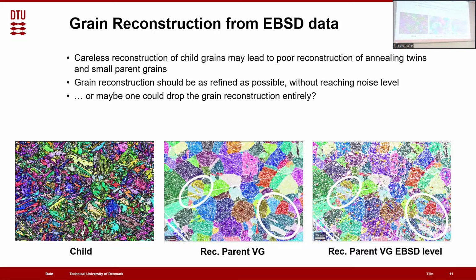So going local in determining the orientation of the parent grain has its benefits, but it also comes with drawbacks, and there has to be some kind of balance. And this is kind of the ongoing research, if this is actually useful to do or not.